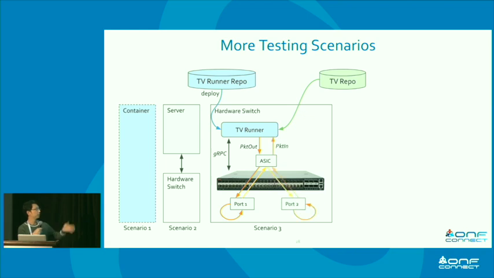And let's assume that it's forwarded to another port, and then it loops back again, and eventually it will be forwarded back to the TV runner as a packet in. So I think in this way, we should be able to run the same set of test vectors as the other scenarios. The only difference is that we need some extra processing for the packet ins and packet outs. But that should be handled internally in the test vector runner, and we don't need to touch the test vectors.